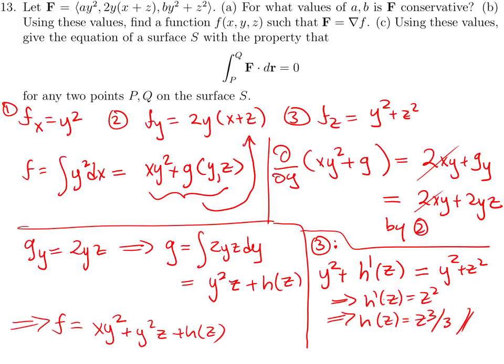And combining all this information, I have finally found out what f is. I'm going to write it in the corner. So f is equal to xy squared plus y squared z plus z cubed by 3 plus a constant. Yeah, I always have to add a constant. Okay, so that's a class of functions. It asks for one function, so okay, let's just set the constant equal to 0. That's one function for which the vector field capital F is the gradient of little f.